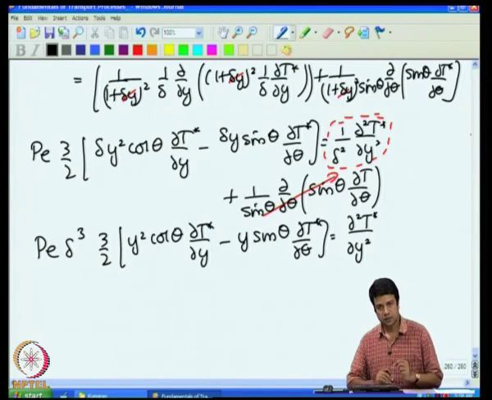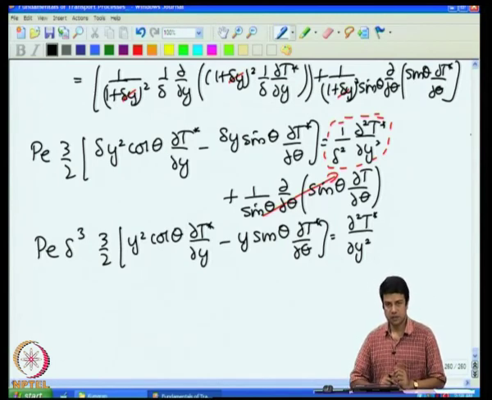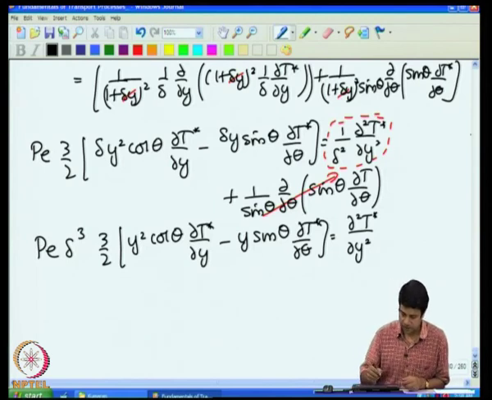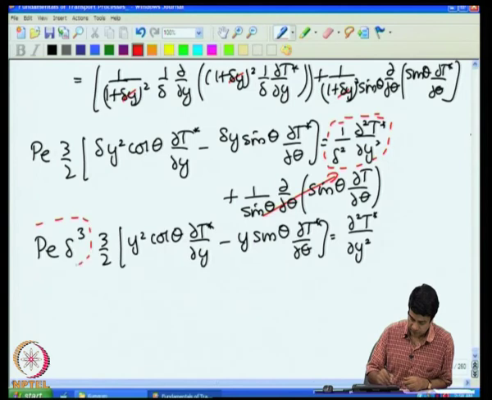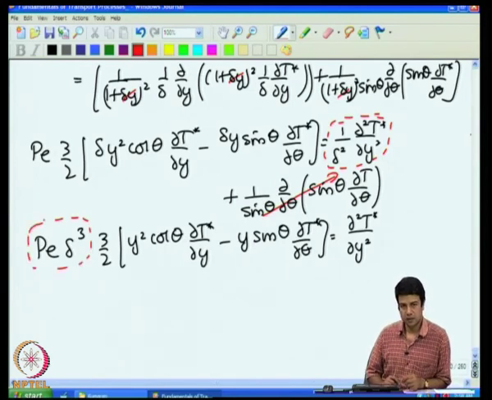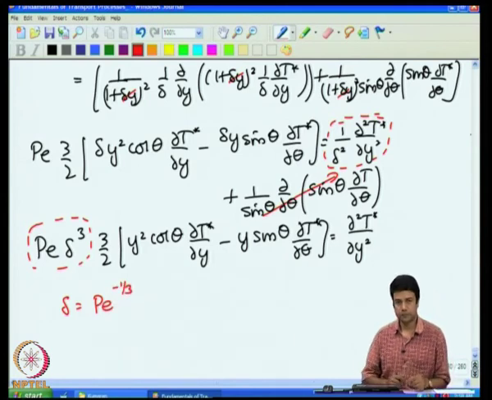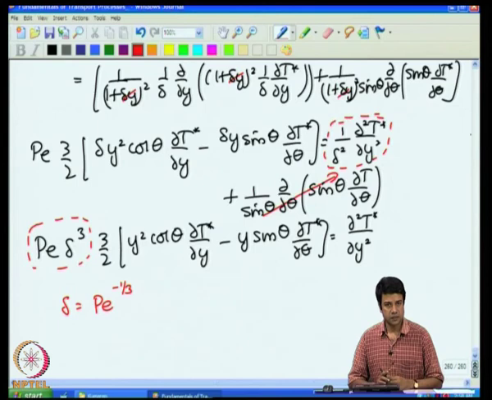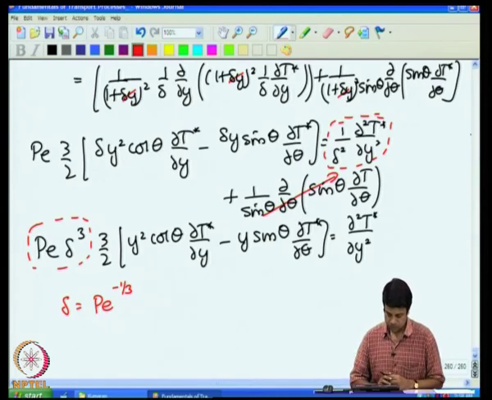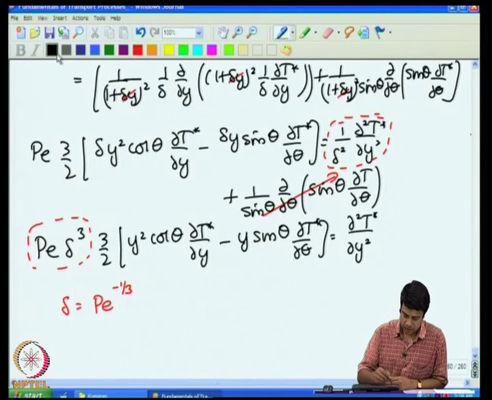So, as I said, within the boundary layer y is order 1, delta goes to 0. In the limit as delta goes to 0, if y is finite, this number has to be order 1 if there is to be a balance between convection and diffusion. And once again we get delta equal to Pe to the power minus 1/3. So, when delta is equal to Pe to the power minus 1/3, we have a balance between convection and diffusion in the limit as the Peclet number goes to infinity.